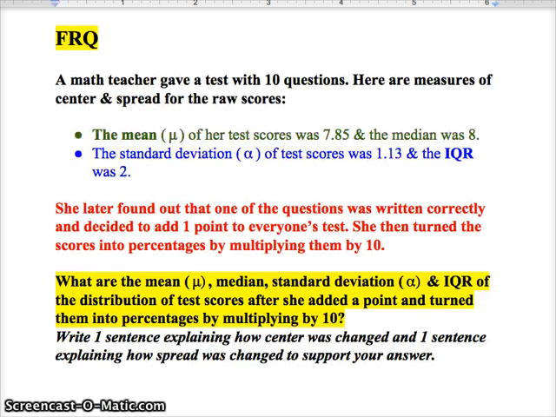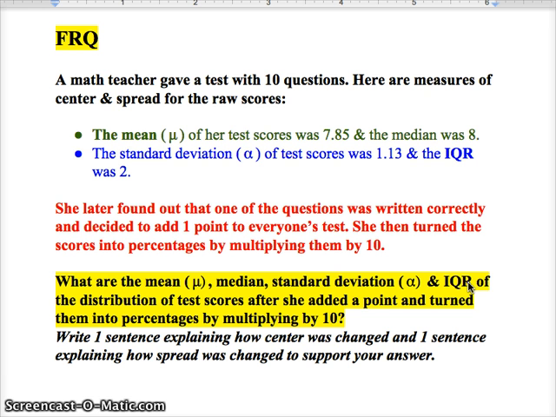Okay, here's your free response. A teacher gave a test with 10 questions. Here's the mean and standard deviation for the raw score out of 10, and the IQR and the median. She later found out one question was written incorrectly, so she added 1 point to everyone's test. She then turned them into percentages by multiplying by 10. I want to know the mean, mu, and the median, standard deviation, and IQR of the distributions after that transformation.